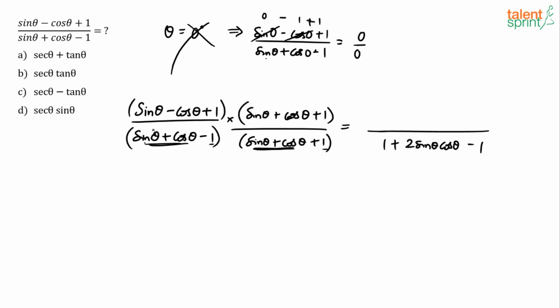So a square will be (sin theta + cos theta) whole square, which is sin square theta plus cos square theta. Sin square theta plus cos square theta boils down to 1, plus 2ab, that is 2 sin theta cos theta, minus b square, minus 1. So plus 1 and minus 1 get cancelled. The denominator has 2 sin theta cos theta.